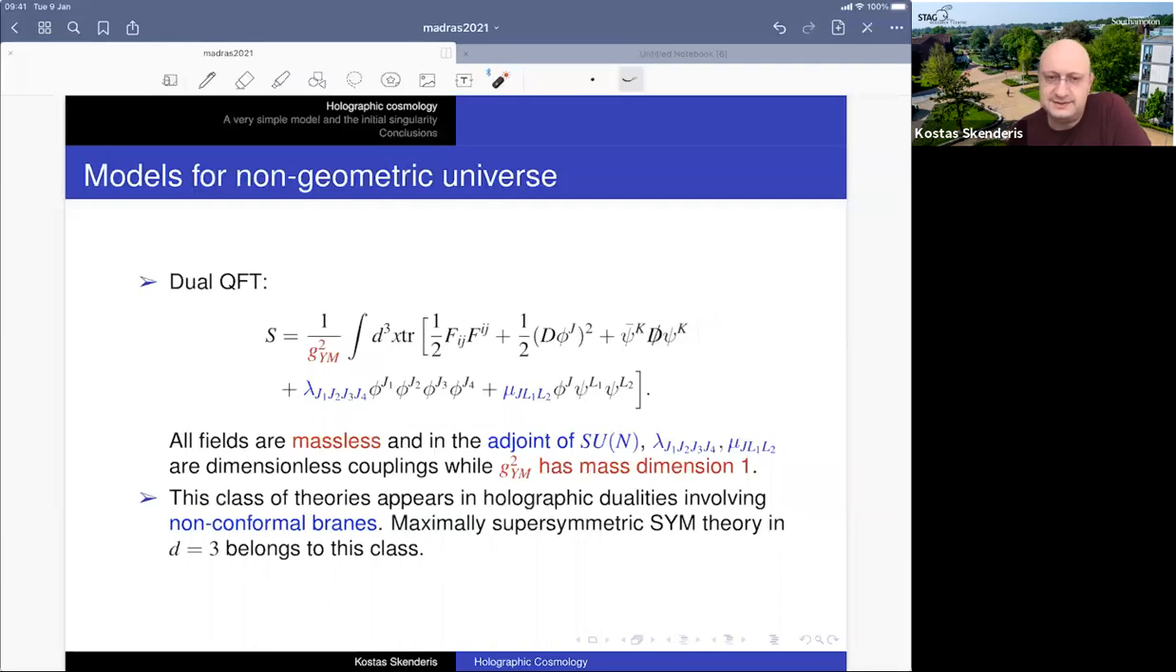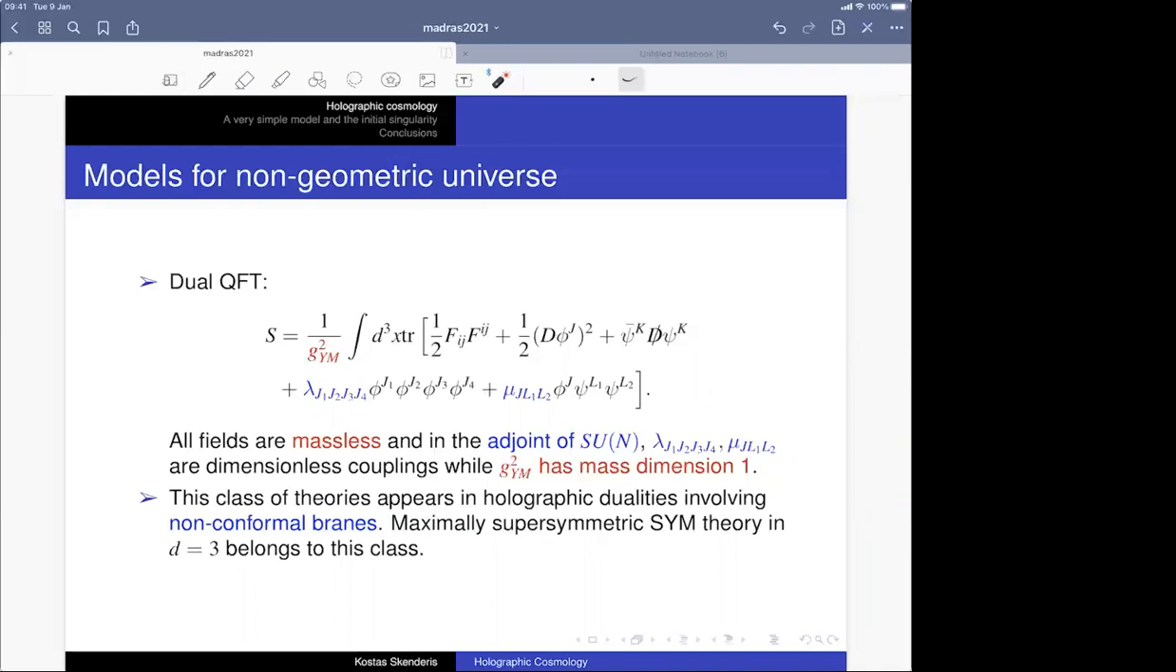First of all, this is a class of theories which already appeared in holographic dualities. These are involved in the so-called non-conformal brane holography. An example of such a theory is maximally supersymmetric Yang-Mills theory in 3 dimensions. When we set up the holographic dictionary for these theories about 15 years ago, it was clear that the holographic dictionary holds for all theories that have this generalized conformal structure. So this is the class of theories I will be considering.